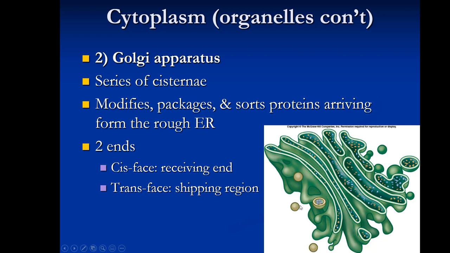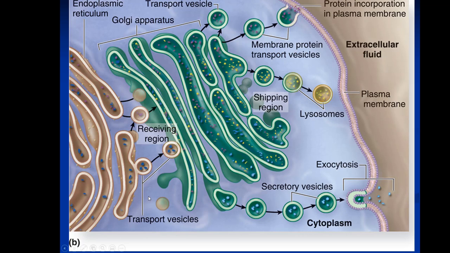It's like a sorting factory. So this is a good picture of what's going on. Here's the rough ER making proteins. Those proteins are sent to the Golgi apparatus. So this is the cis phase. The proteins make their way through the Golgi apparatus and they're shipped off from the trans phase.